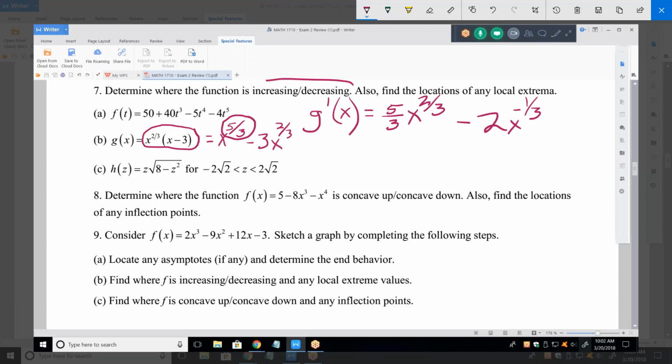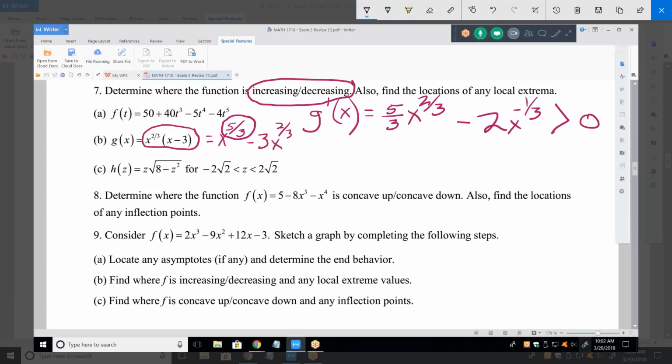What determines whether a function is increasing or decreasing? If it changes positive to negative? No. A function is always increasing if its first derivative is positive. So to figure out where it's increasing, I have to set that to be greater than 0. To figure out where it's decreasing, I have to set it less than 0. That's always the step when they ask you about increasing and decreasing: you first take the derivative and then set it to be greater than 0 or less than 0.